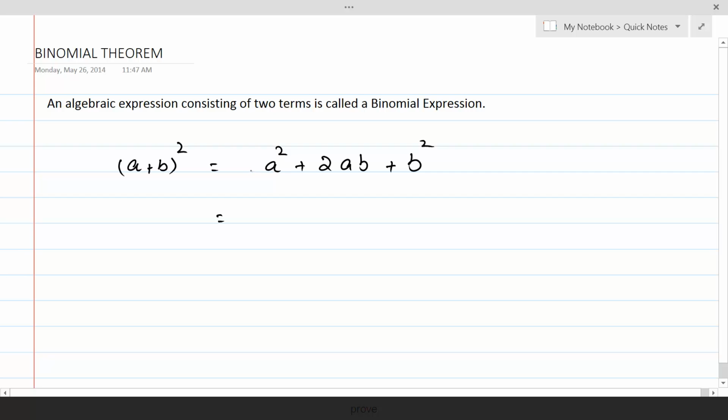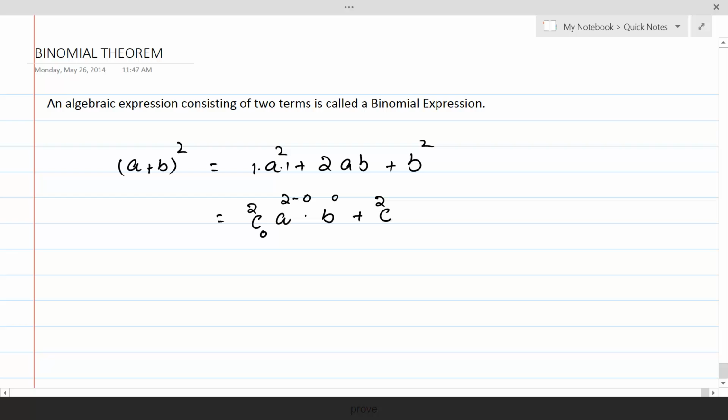Here the coefficient of a square is 1. This 1 could be written as 2C0. And the power of a is 2 here, which can be written 2 minus 0. There is no b, but if we write b and write power 0, that is almost the same as if there was no b. Plus 2ab.